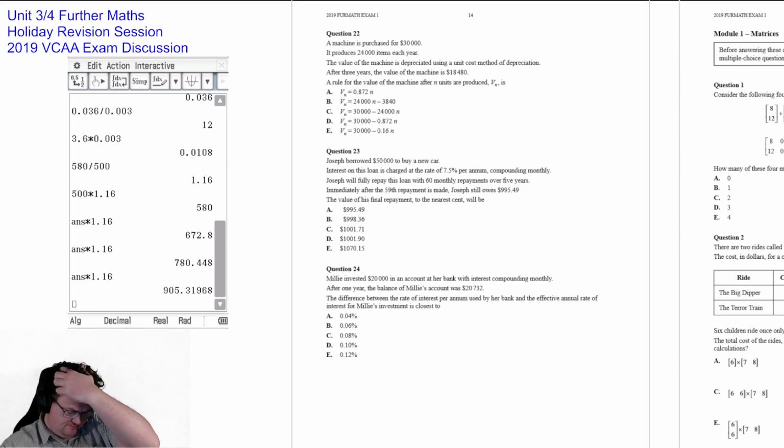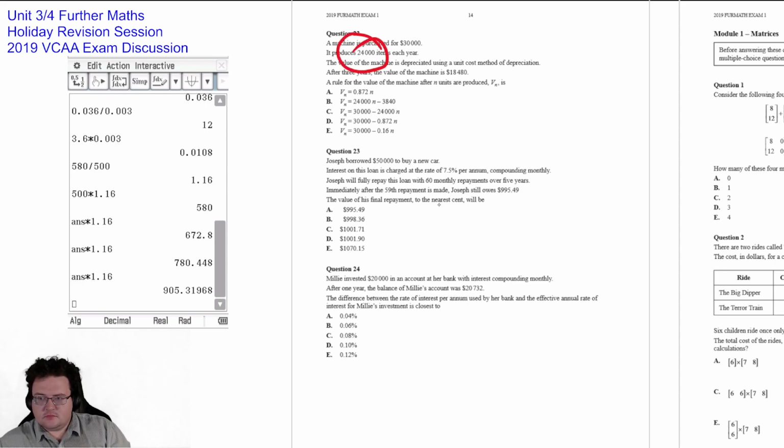So the first things first, how many units has it made? If it's making 24,000 units a year, how many will it have made after 3 years? It will have made 72,000. So I have two data points, 0, 30,000, and I have 3, 72,000.